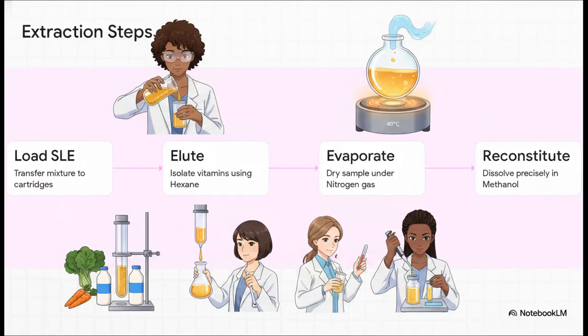Next up, we have to actually extract our target. Now, traditionally, this meant doing a really tedious liquid-liquid extraction, but we're using modern techniques here. We load that saponified mixture into advanced supported liquid extraction or SLE cartridges, like the Agilent Chem Elute S. We elute the sample with hexane to isolate just the fat-soluble vitamins. Then we blow off that solvent under a gentle flow of nitrogen gas at 40 degrees until it's completely dry. Finally, we precisely reconstitute that pure, isolated vitamin residue in methanol. Boom, ready for the machine.